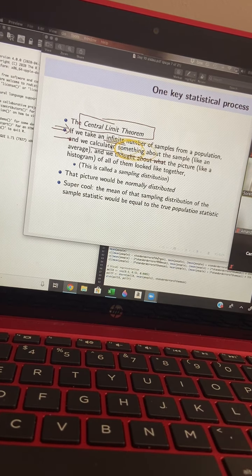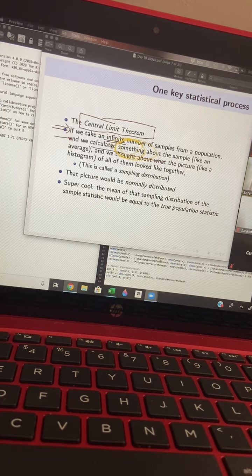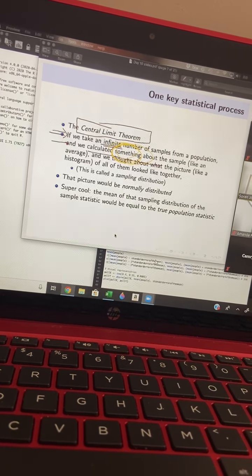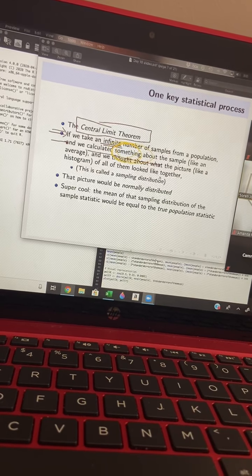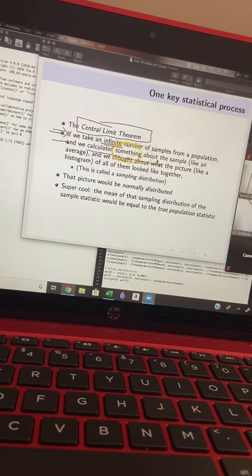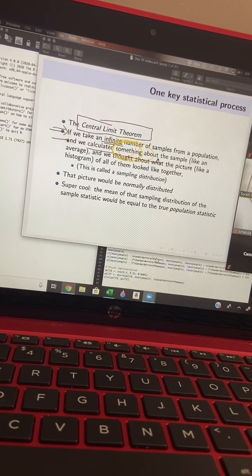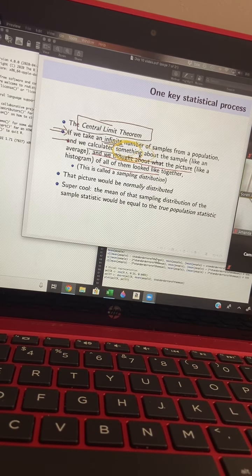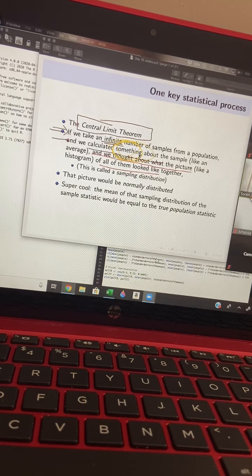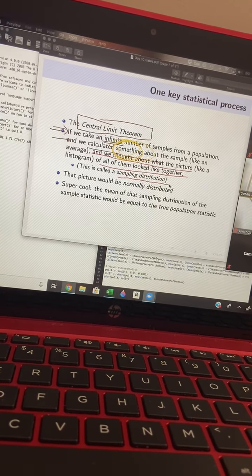The central limit theorem says, if you think about the picture, like a histogram, of what all that sample information would look like, all of them taken together, which as an aside is called a sampling distribution. I just want to make sure that this noun is connected to this right here, that this picture is called a sampling distribution. So it's just a fancy statistics name for something that we can see. That picture actually has a shape that we know and understand, which is that it would be normally distributed.